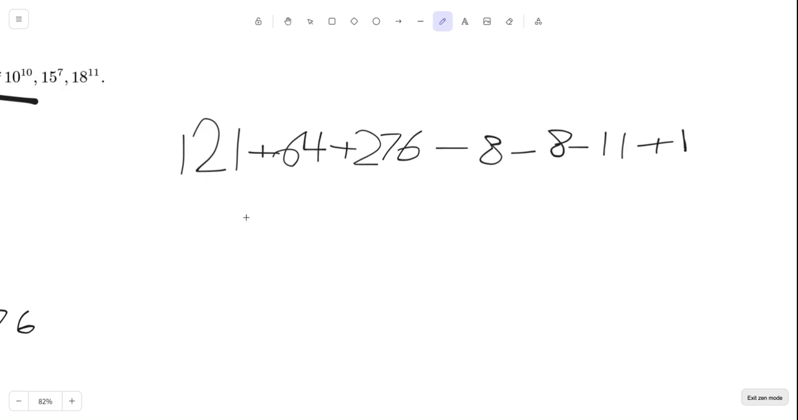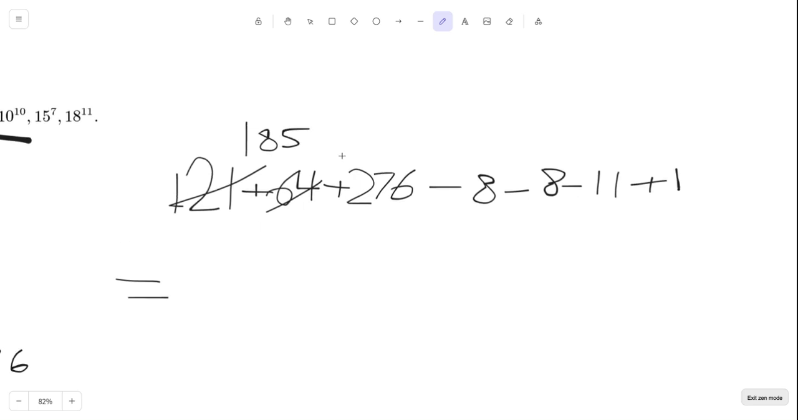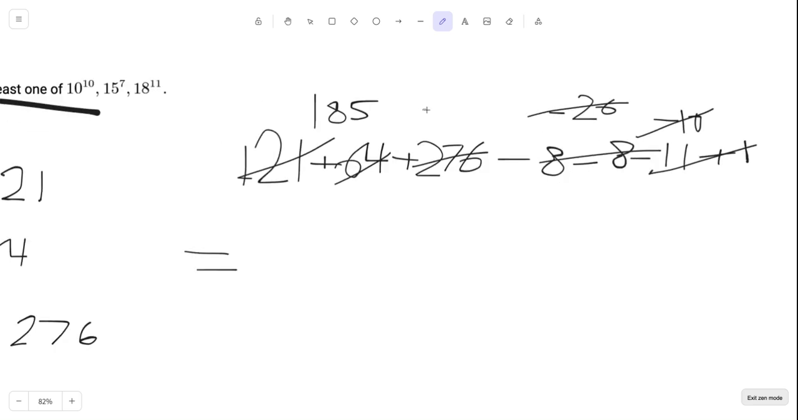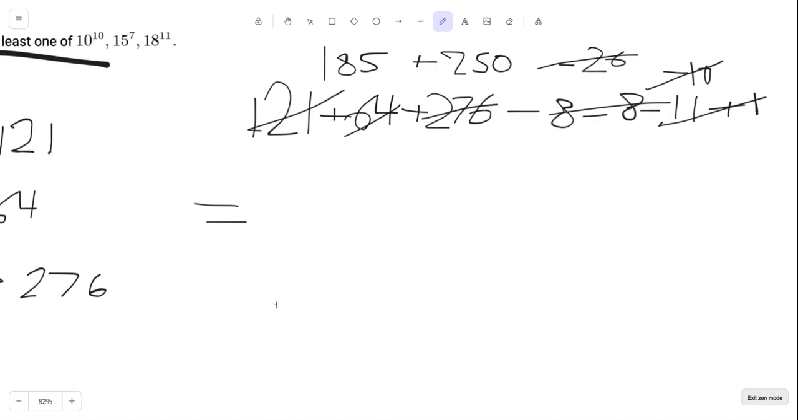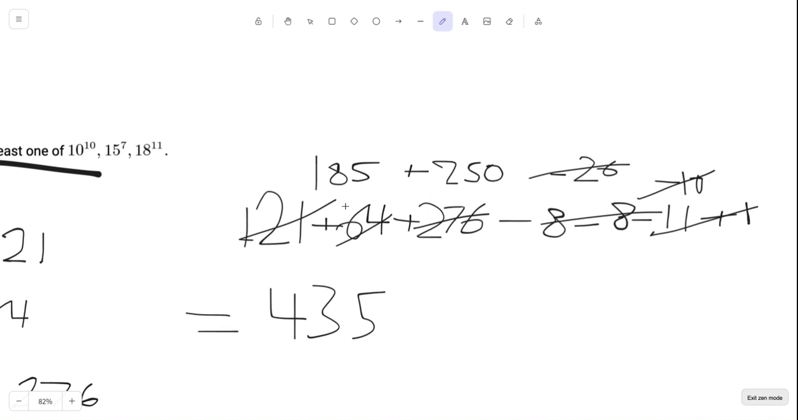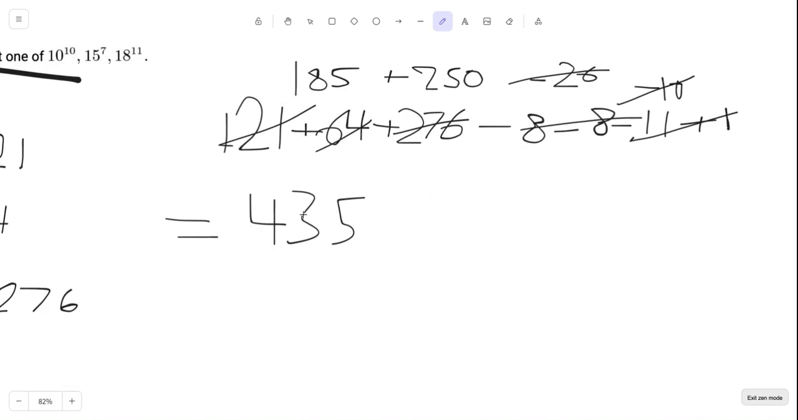But anyway, for this case, we can just do simple arithmetic and get our answer. 121 plus 64 plus 276 is 461, minus 8 minus 8 minus 11, which is minus 27, plus 1. And this gives us 435. Okay. And 435 is our final answer.